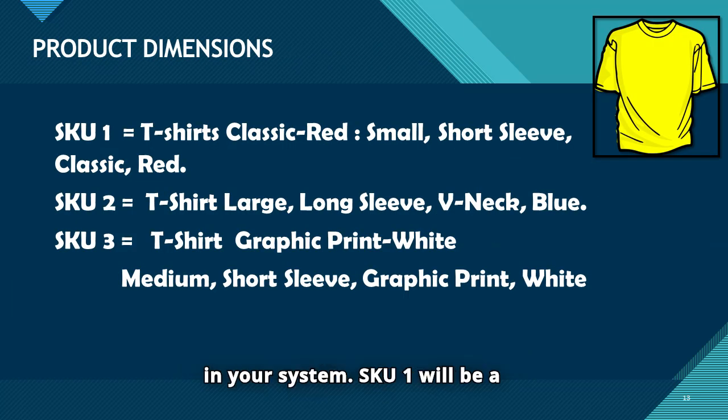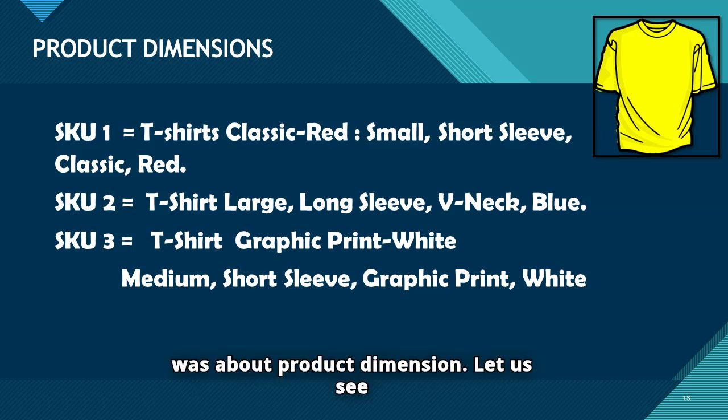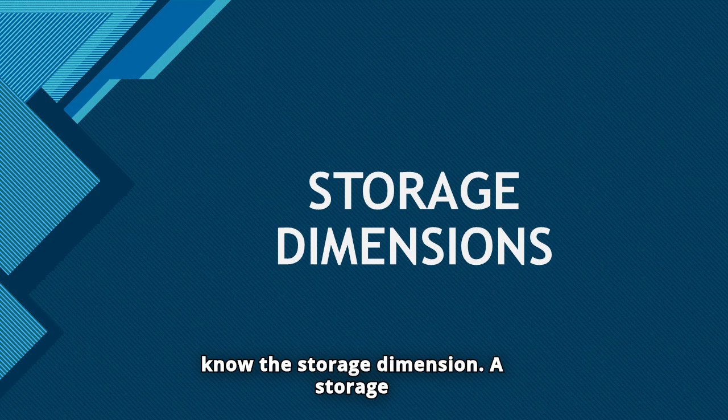SKU 1 will be a t-shirt's classic red, small, short sleeve, classic, red. SKU 2 will be a t-shirt large, long sleeve, V-neck, blue. SKU 3 will be a t-shirt graphic print white, which is medium, short sleeve, graphic print, white. So this was about product dimension. Let us know the storage dimension.